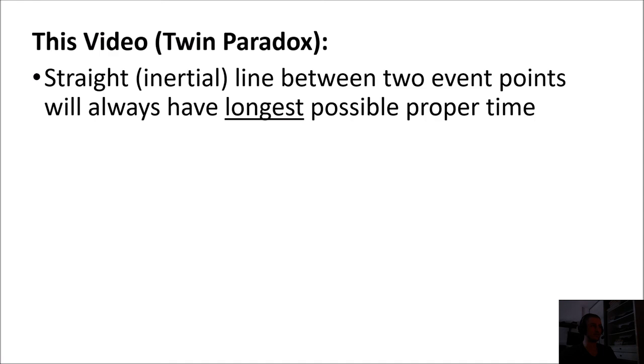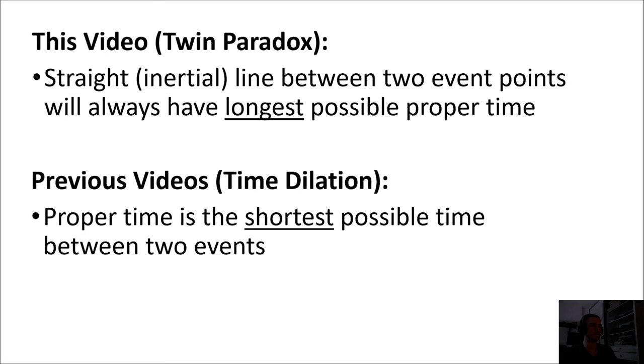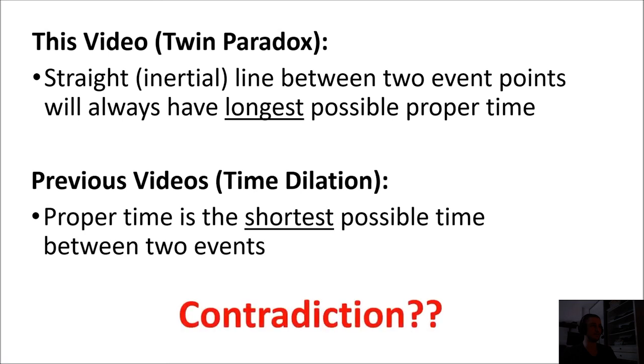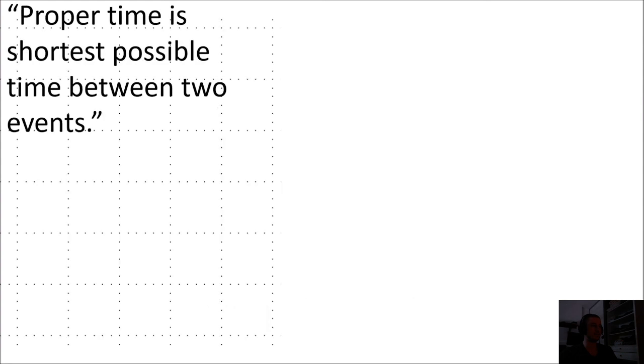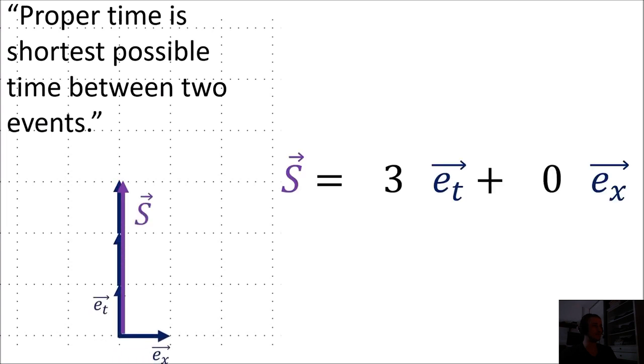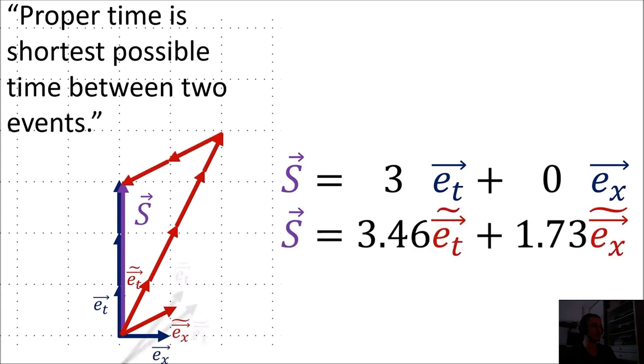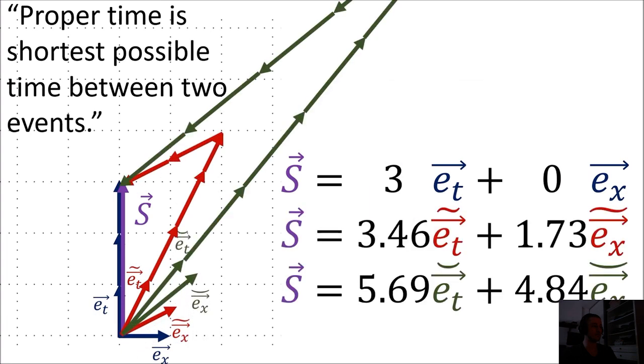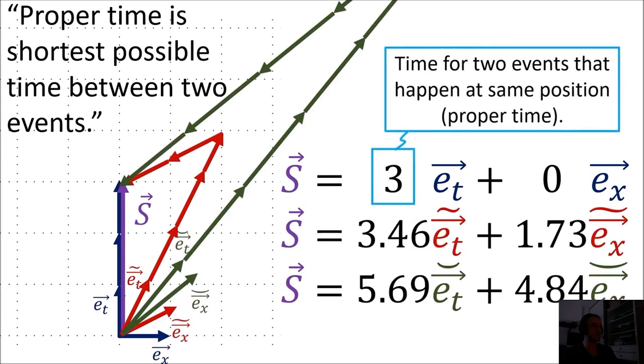I also want to clear up a possible point of confusion before this video ends. In this video, I said that a straight inertial line between two event points will always have the longest possible proper time. But in previous videos, I said that the proper time is the shortest possible time between two events. Some people might be confused how these are both true at the same time. When I said the proper time is the shortest possible time between 2 points, I was talking about a clock moving in spacetime along a single vector, and what happens when we measure the components of this vector in different reference frames. The time where the two events happen at the same position, the proper time, will always be the shortest of all of these times.